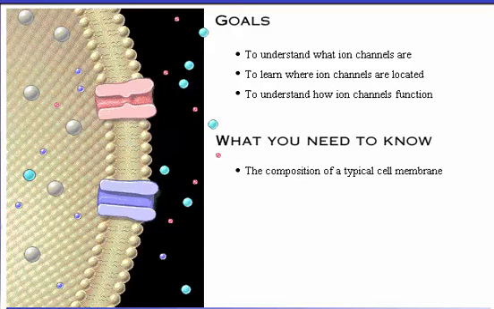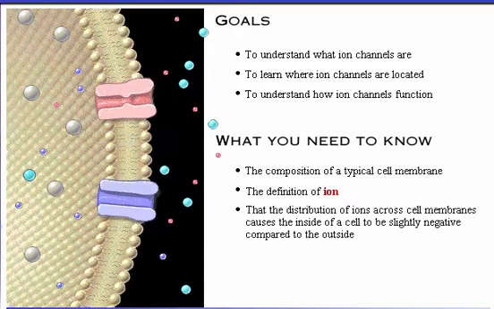The composition of a typical cell membrane. The definition of ion. That the distribution of ions across the cell membrane causes the inside of a cell to be slightly negative compared to the outside. To see definitions of terms, click the bold red words.